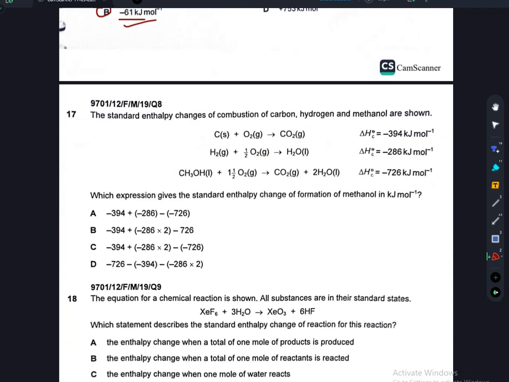Again, there is a misarrangement. Sorry if you are facing any issues. 17th.